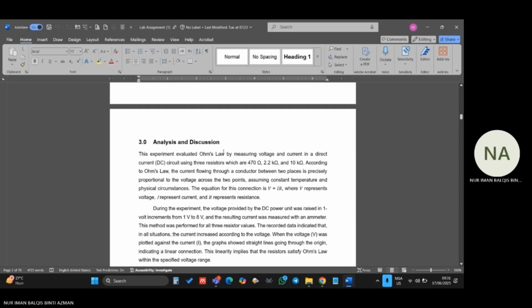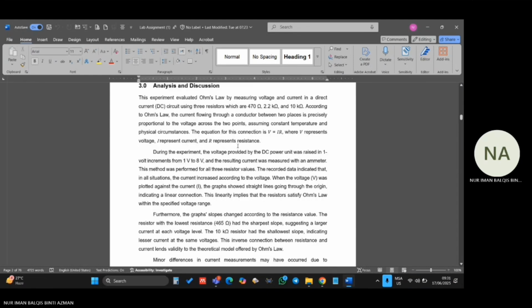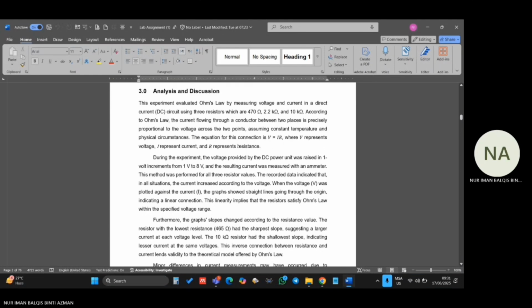Then I will continue with the analysis and discussion. As we can see just now from the graph, when we plot the voltage against current for all three resistors, the graph shows a straight line passing through the origin. This clearly confirms a linear relationship which supports Ohm's law, which is V equals IR. The slope of every graph represents resistance.